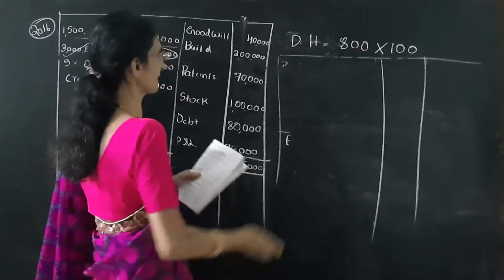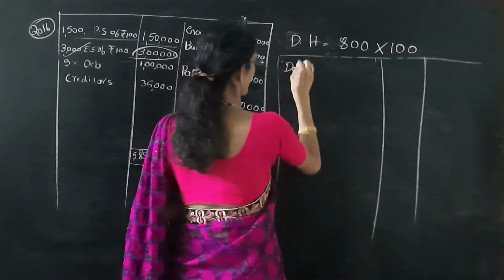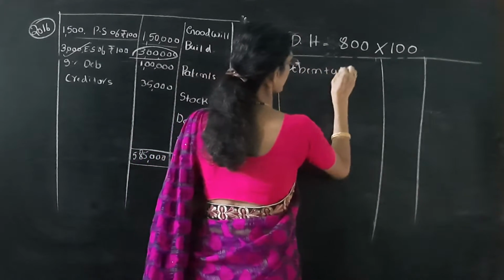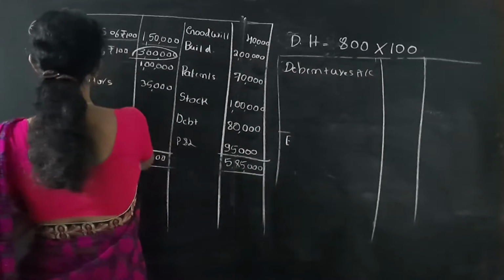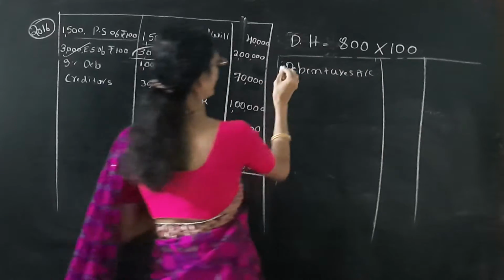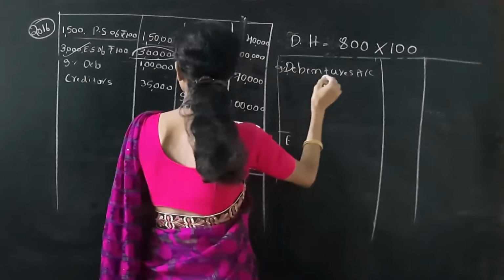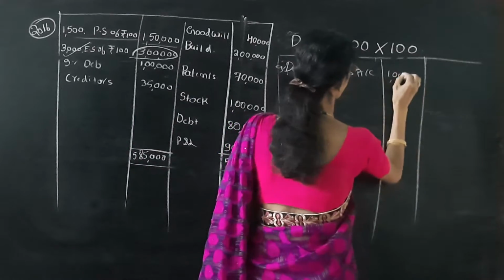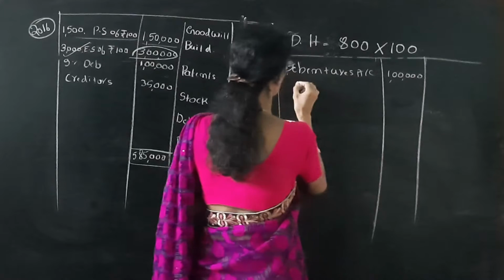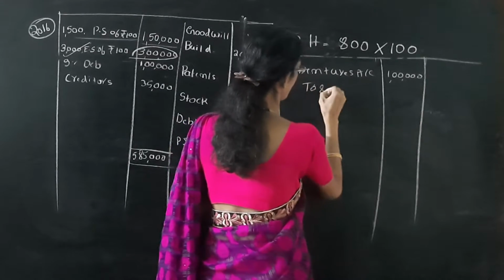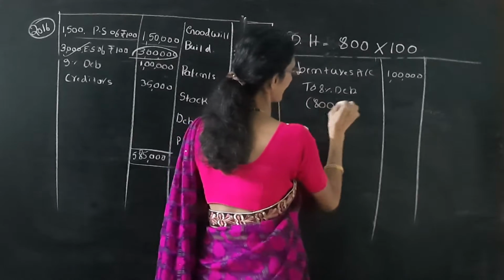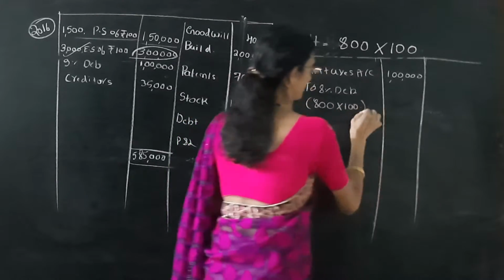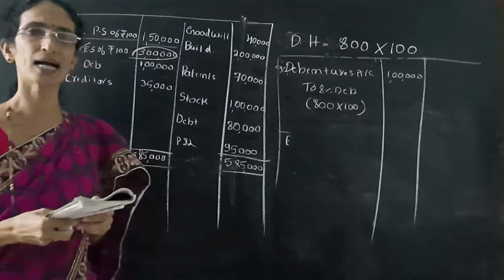So now the entry is, we have to debit the debentures account. See the balance sheet. It is 9% debenture, 1 lakh. It is reduced to 8% debentures. So how much is it? 800 debentures at rupees 100.